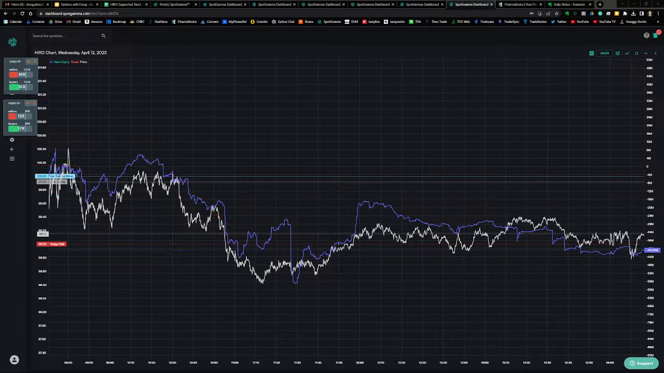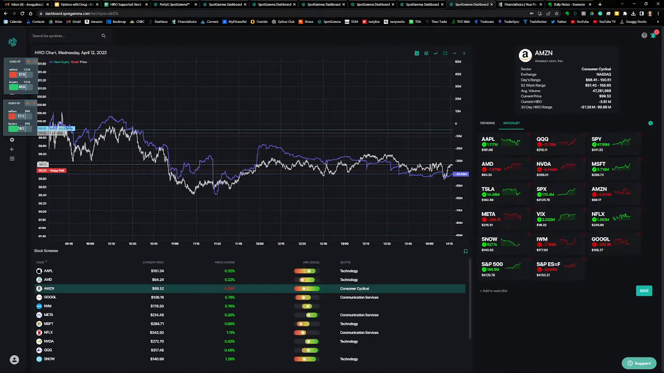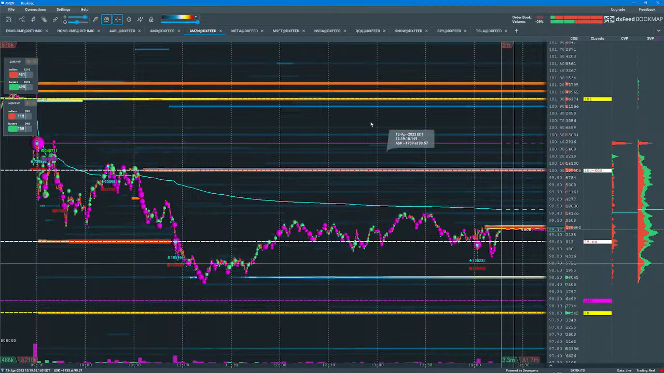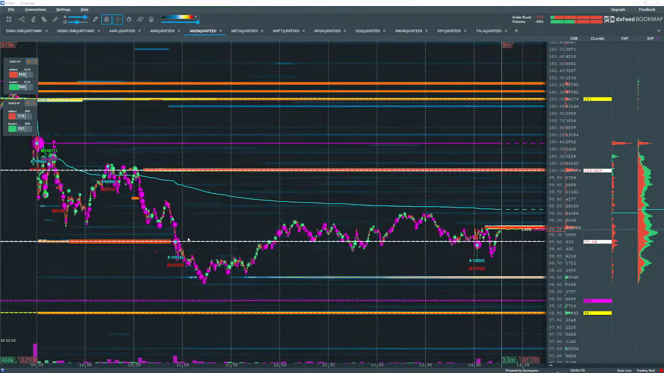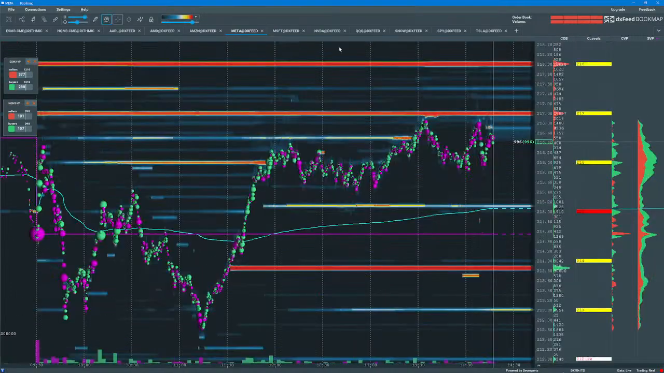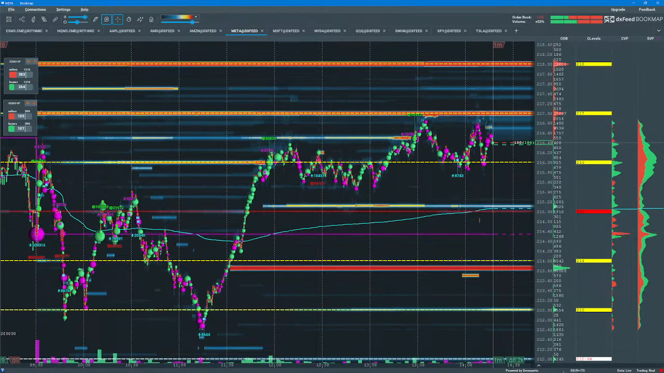Go back to Bookmap. And the first price target was at 99, the 99 hedge wall. So not a lot of movement today, just a point and a half for Amazon. Let's go take a look at Hero.